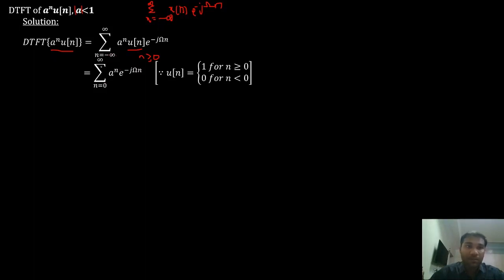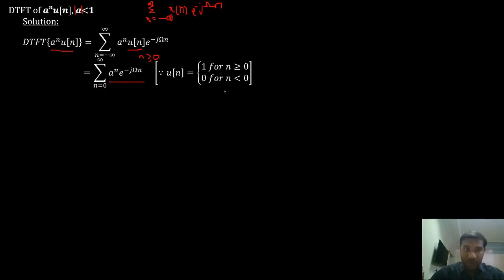Now we know u of n is only defined for n greater than or equal to 0, right? So the limits for n can be modified. The lower limit of n will become 0 and the upper limit is infinity, and in the interval 0 to infinity the value of u of n is 1. So I replace u of n with 1 and my limits are 0 to infinity.